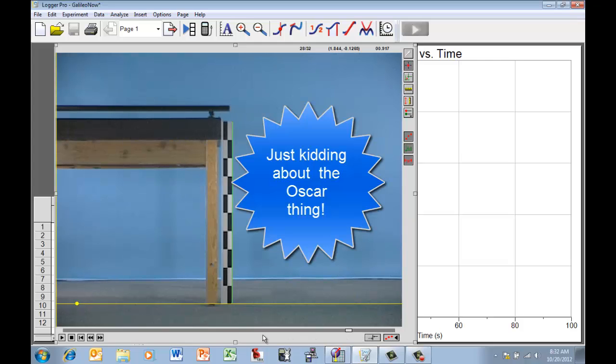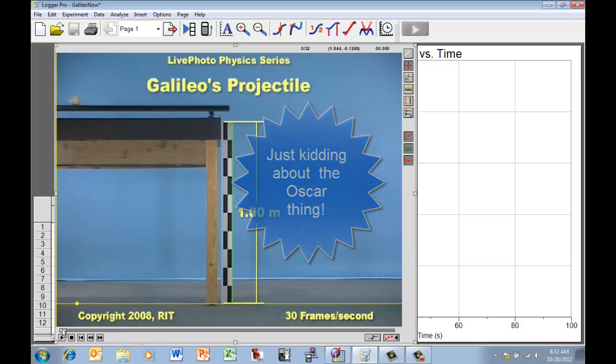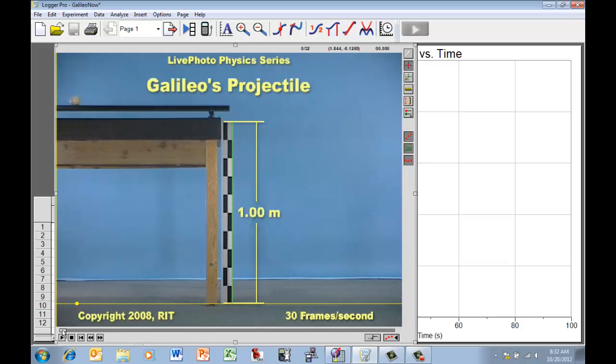What we're going to do here is literally analyze or evaluate the motion one frame at a time. Now, in order to do this, the program needs to know distances on the picture. So the scale has been set up so that from here to here is 1 meter. So we have a proper scale now.